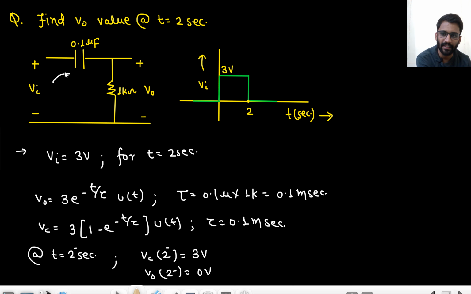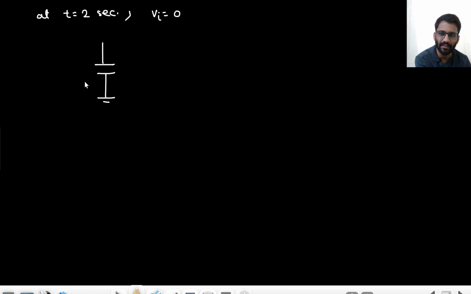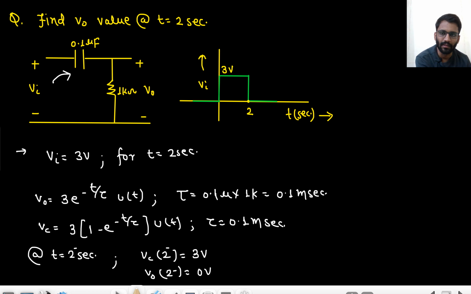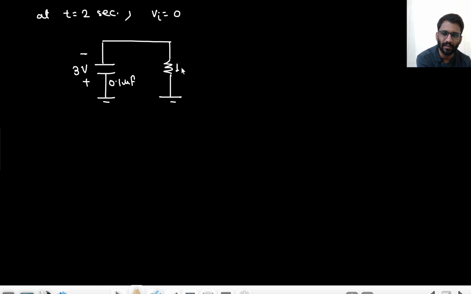At t equals 2 seconds, what is happening? V in goes to 0. So one end of the capacitor goes to 0, right? And the capacitor was charged in what direction? In this direction the capacitor was charged to 3 volt, 0.1 microfarad. This is the resistance R. Resistance R value is 1 kilo ohm. And this is your V naught.